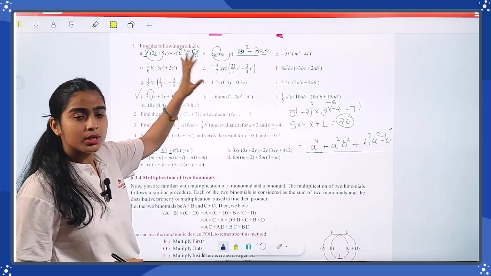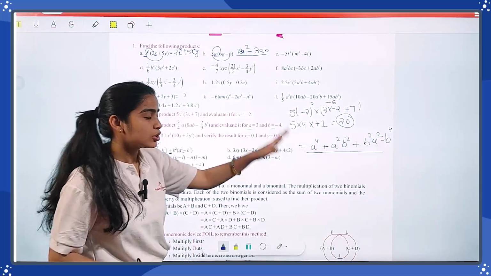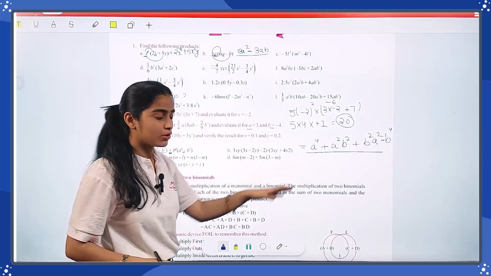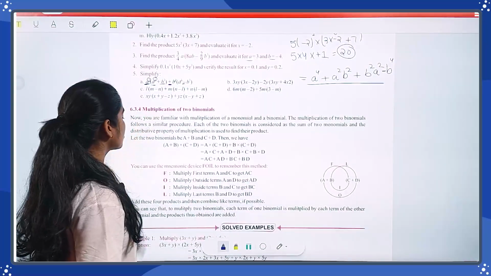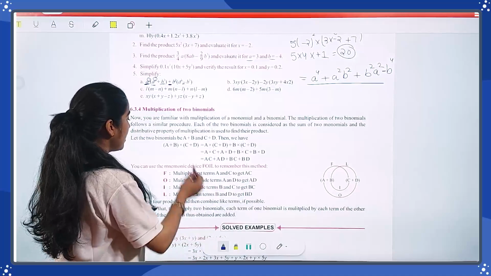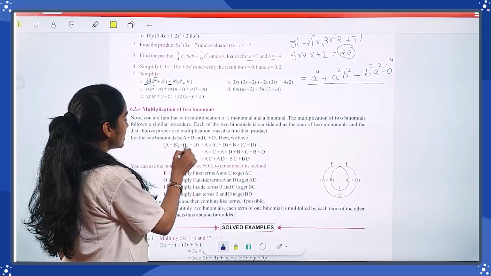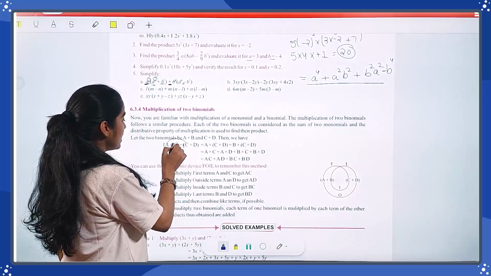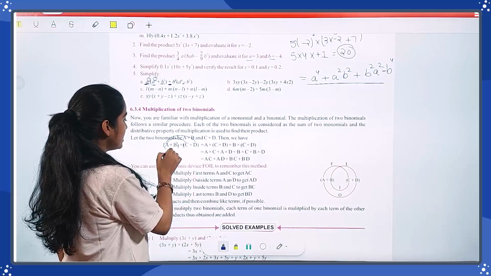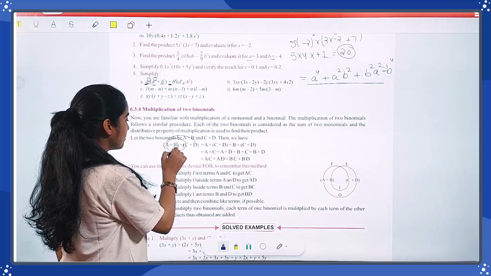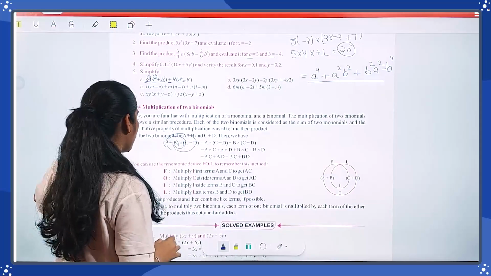As I told you in your previous section, the question is very, very easy for you to solve like this. Now, multiplication of two binomials. Again, you have two brackets, which means A is multiplied by C, A is multiplied by D, and B multiplied by C and B multiplied by D. So in that way you have to follow.